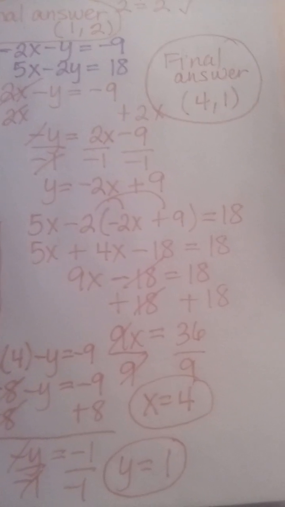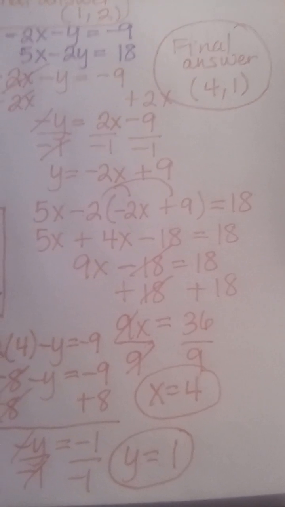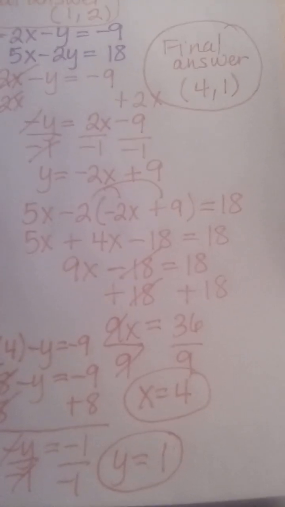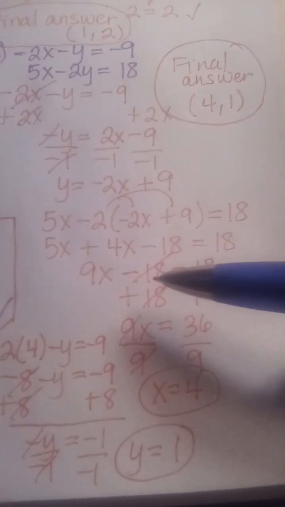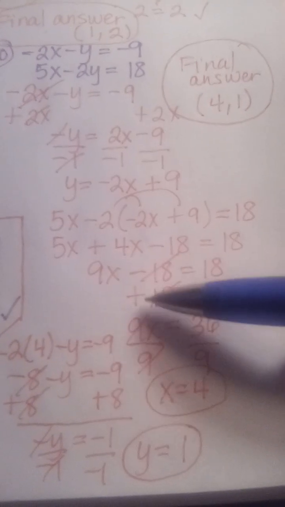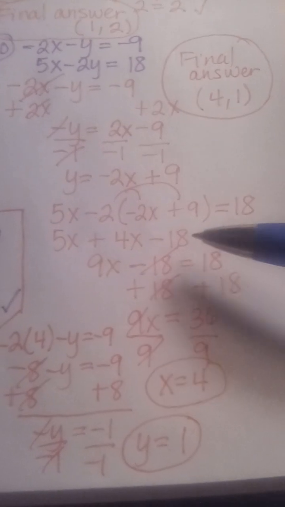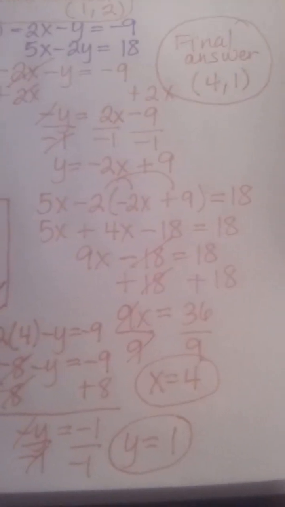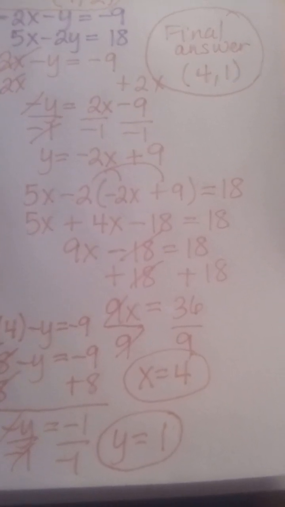All right. Then we combine like terms. In this case, we have 5x plus 4x. That gives us 9x minus 18 equals 18. Then we do the basic arithmetic. Instead of a negative 18, we have a positive. We add 18 to both sides of the equation. Cross out the 18s, bringing down the 9x equals, what's 18 plus 18? 36.